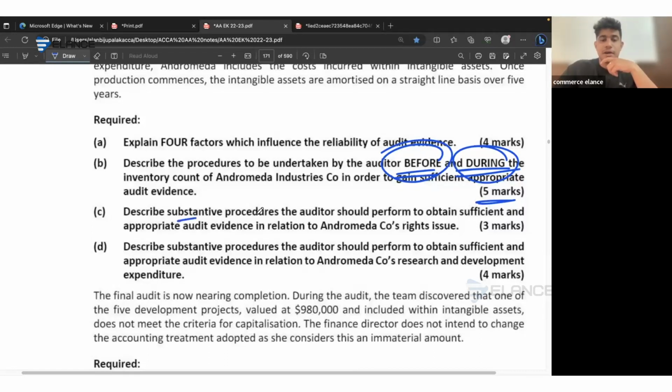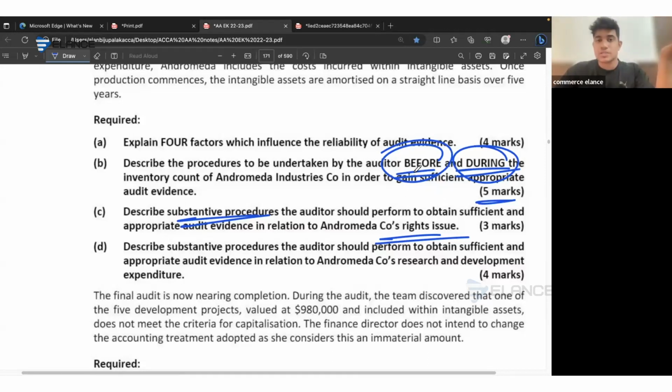So see, they have asked us to write the substantive procedures in relation to rights issue. Well, we know that let it be a rights issue or a regular issue, anyway, when it comes to an issue of shares, the procedures will be same. And when it comes to the rights issue, the only difference is that the shares will be sold at an amount which is less than the market value of the share. That's the only difference. Other than that, every procedure will remain the same.